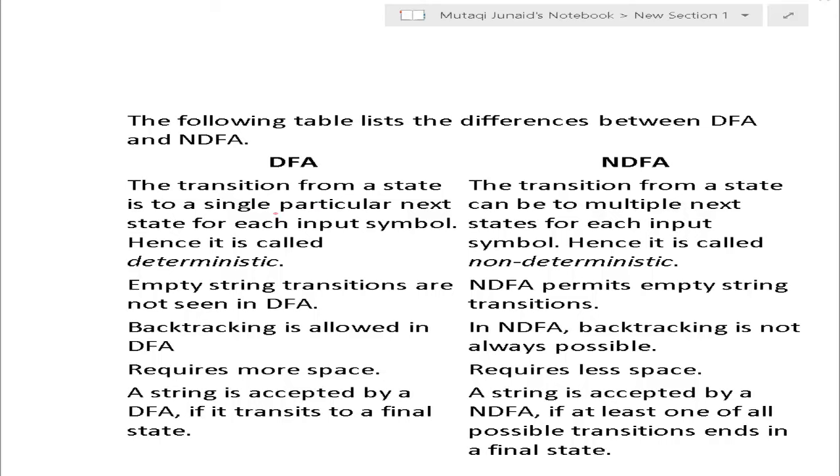As you know, in a DFA from a state we go to a single particular next state. So that's why it's called deterministic. But here you have multiple options. That's why it's called non-deterministic. Absent transitions are allowed. Backtracking is allowed in NFA, but not in DFA. It's not always possible. DFA requires more space, that is important, while NFA requires less space.